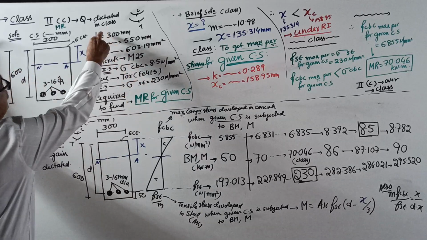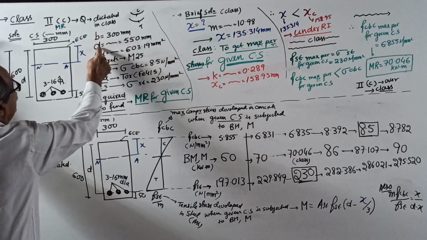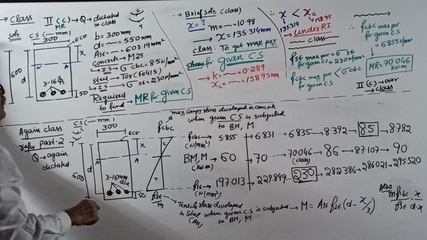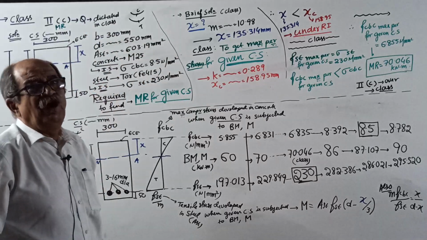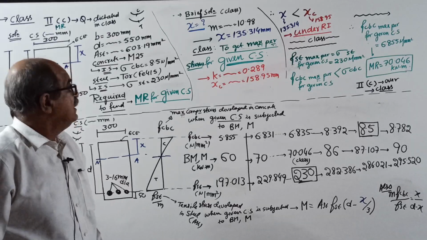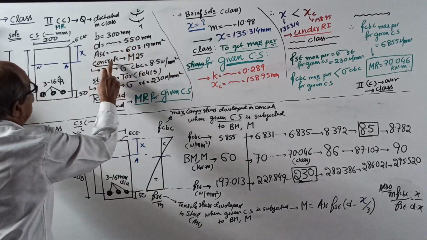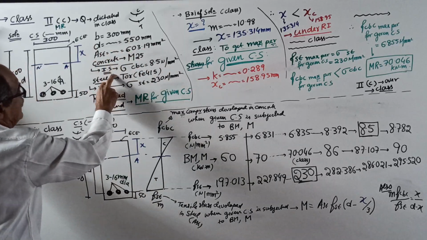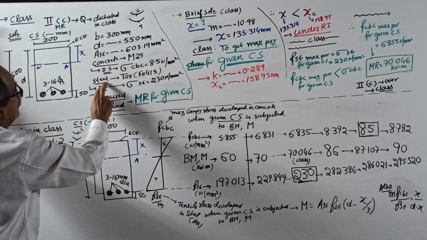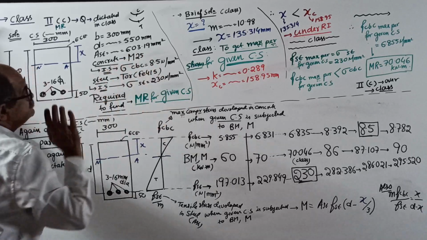Now, see, brief solution. B, D. You have to calculate. Wherever I explain further now, it is an offense actually, because then you are not doing anything. B, D, Ast, concrete M25. As per IS code, sigma cbc 8.5, steel Fe 415, 230. Required to find MR.